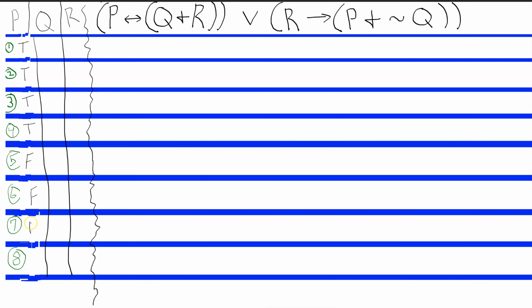False, false, false. Okay. Why did I do that? Well, because I'm trying to create every possible combination of these three variables. So next, we're going to do half of what we just did.